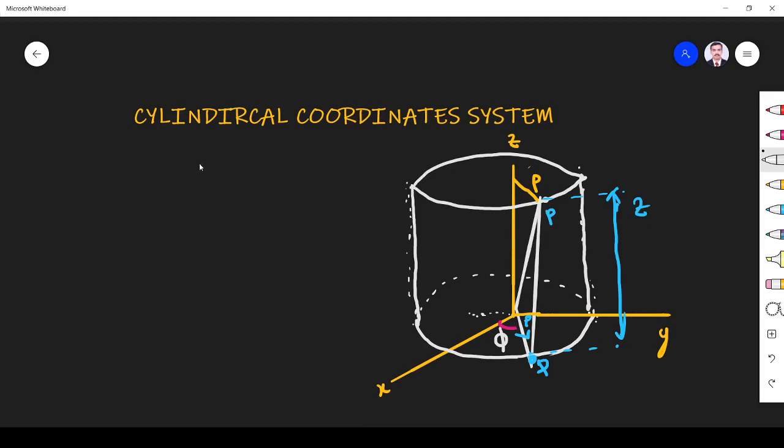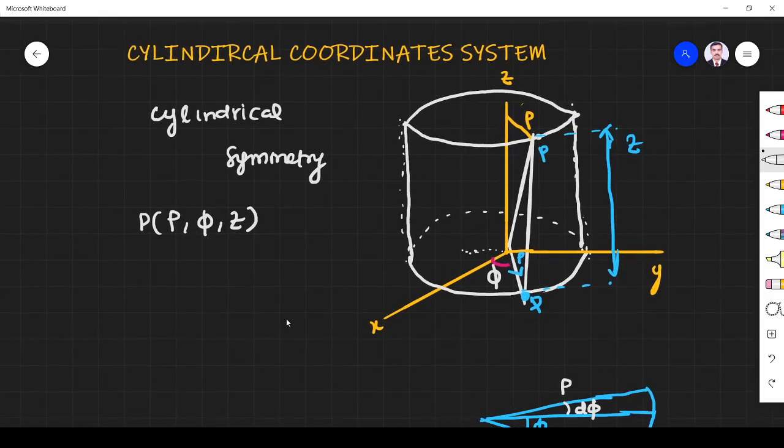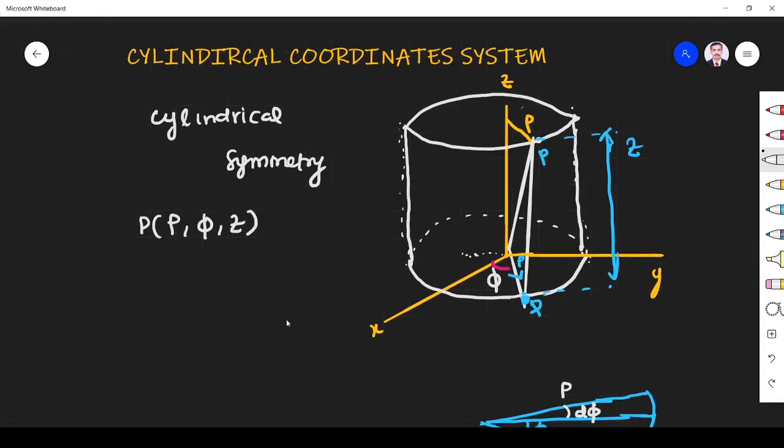Whenever our problem has cylindrical symmetry, we can use the cylindrical coordinate system. That is the reason we are going to learn about it. Here every point is defined by P(rho, phi, z), whereas in the Cartesian coordinate system, a point is defined by P(x, y, z). Let us see what rho is.